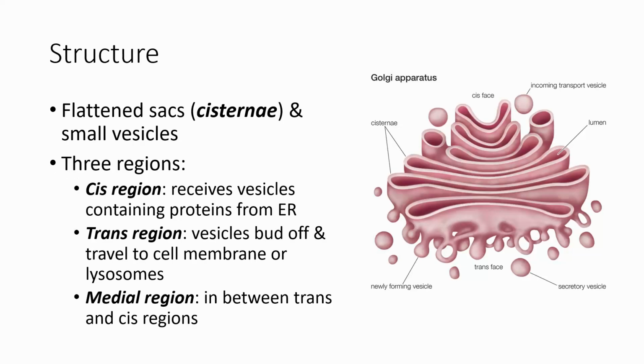So it's a system of these flattened sacs called cisternae and vesicles that melt into or out of the cisternae. I think of it like a super messy stack of pancakes, even more so than I think of the ER like that. You have two distinct sides. The cis region is going to face the ER, and the trans region is going to face the cell membrane. If you think of it, the word trans means across. So the trans face is going to be sending stuff outside of the cell and across any barriers between cells. And then in between those two regions, you have the medial region. You're usually going to have vesicles coming into the cis face and leaving from the trans face.